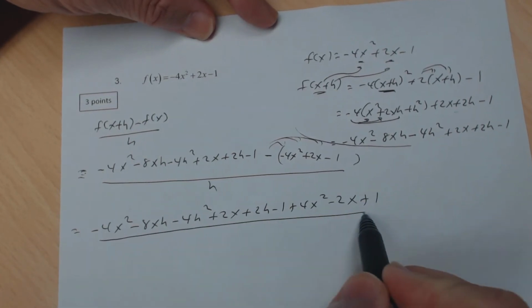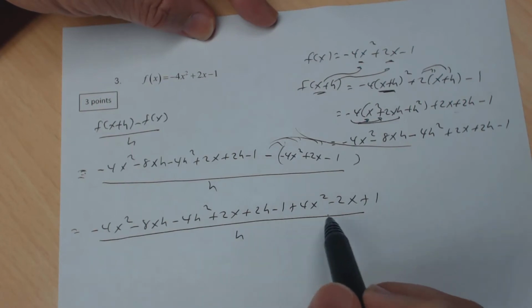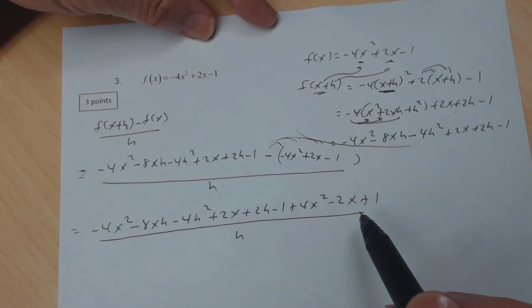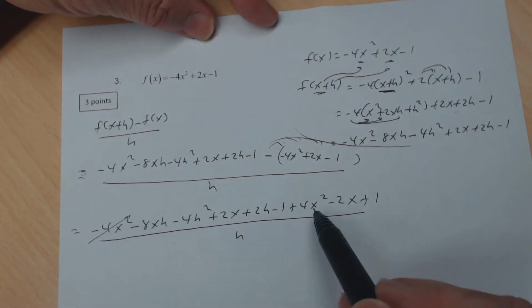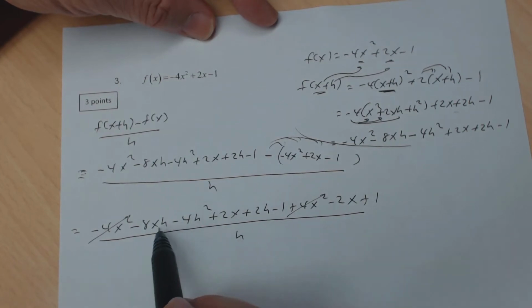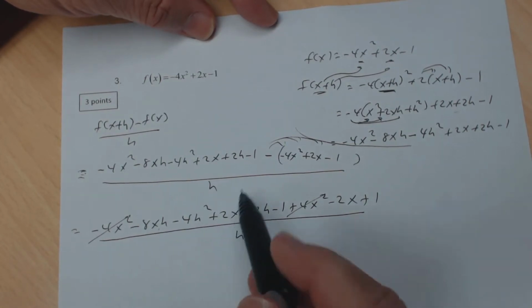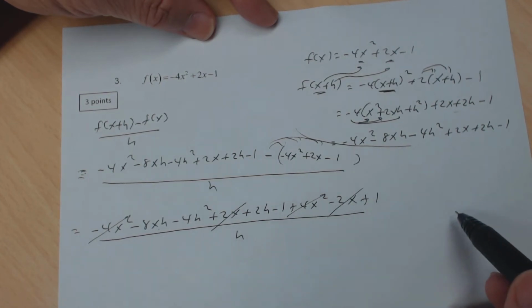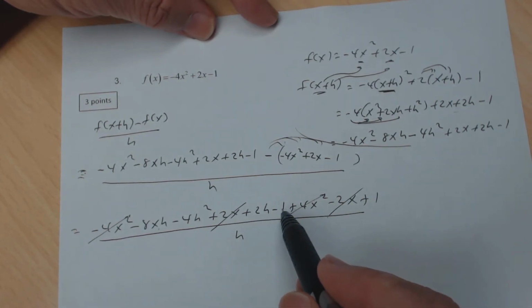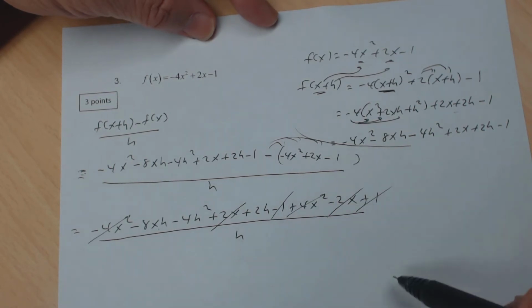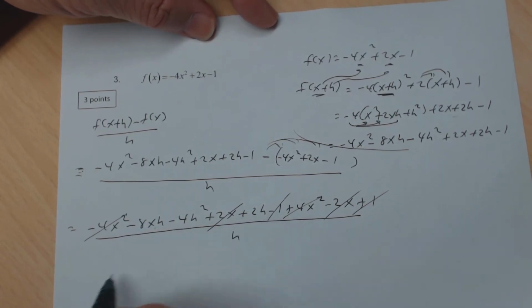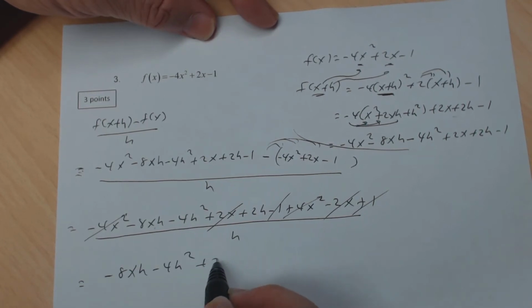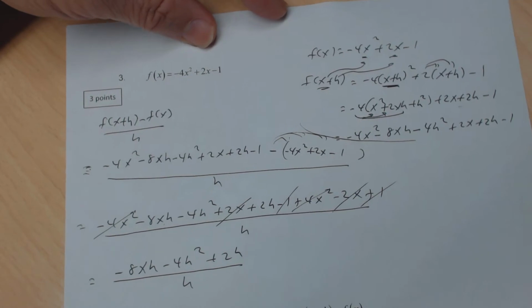And if you're doing this correctly, every term that doesn't have a factor of h, its opposite better be there. So that way when you add them up, you get 0. So negative 4x squared and a positive 4x squared is 0. This has a factor of h, this has a factor of h, this does not. A positive 2x and a negative 2x is 0. This has a factor of h, this does not. A negative 1 and a positive 1 is 0. So those three terms you have left have a factor of h. So I'm going to go ahead and rewrite them. Negative 8xh minus 4h squared plus 2h, all divided by h.